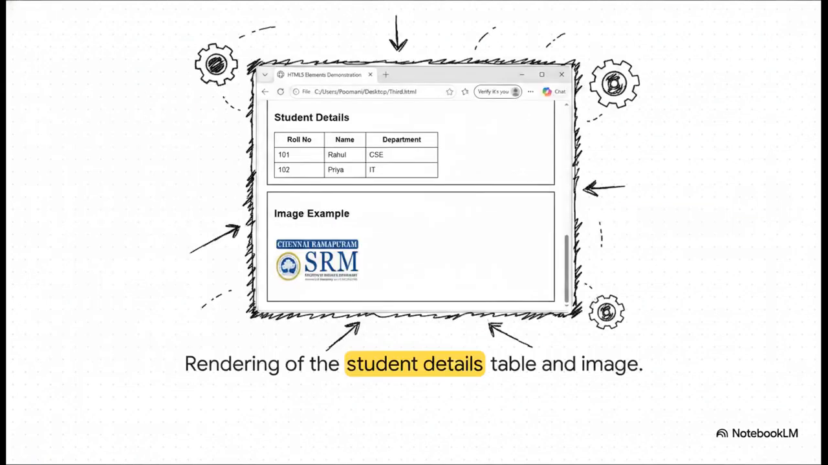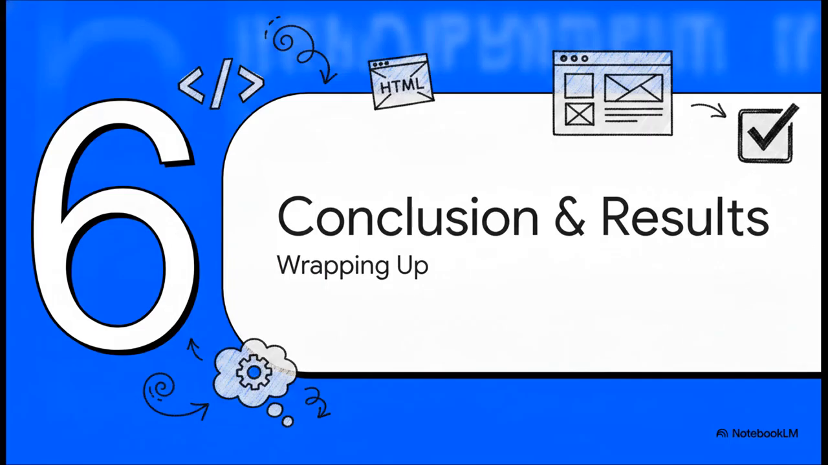Finally, taking a look at this last output screenshot, it confirms that our student details table is properly structured with its rows and bold headers totally intact, and it's sitting perfectly right just above that correctly sized SRM logo image. Every single thing is exactly where our code commanded it to be. No surprises here. Section 6, Lab Conclusion and Results.